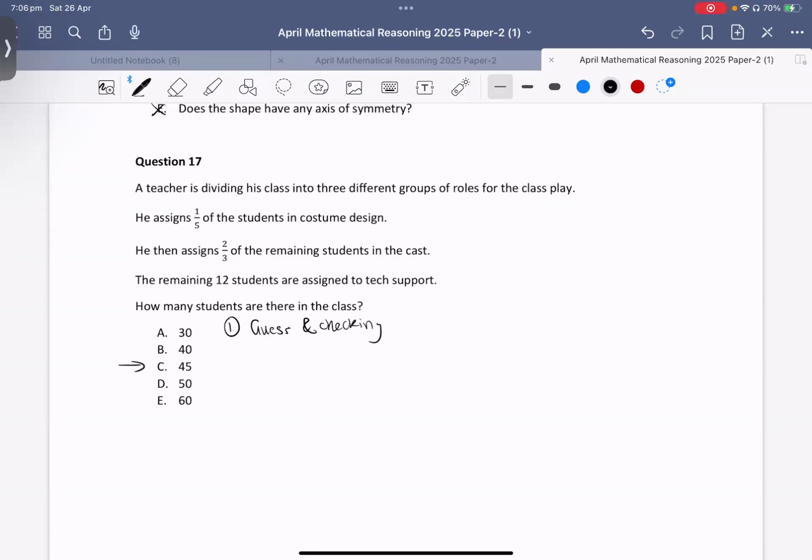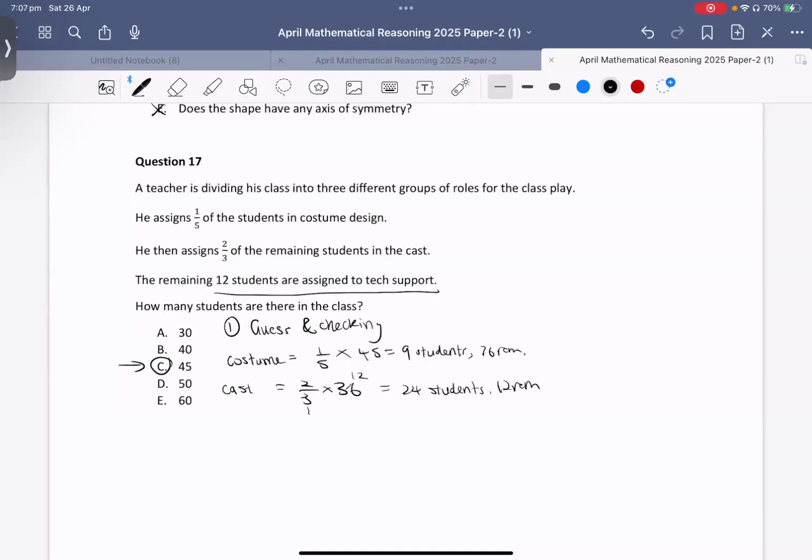Okay. If we guess and check with 45, let's say he assigns a fifth of the students to costumes, right? That would be what? 9 students, and that would be 36 remaining, right? And then he assigns cast, 2/3 of the remaining students would be 24 students. And that would give us what, 12 remaining students, right? And that works out because we know that there are 12 students in tech support. Those are the remaining kids. So C actually works for us, and we guessed and checked it right the first time.